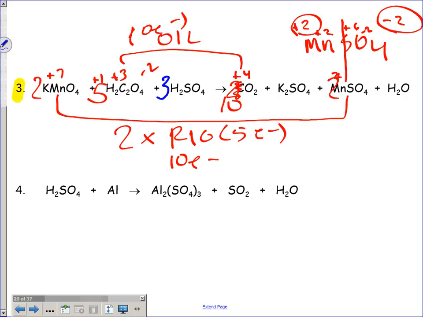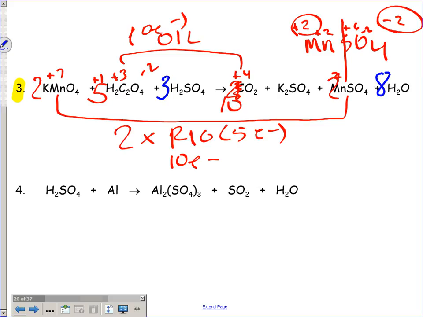How many hydrogens total in the reactants? So 5 times 2 is 10, plus 6 is 16, right? 16, so for the only hydrogen that's over here, what do I need? 8. It's only on this side of the board. Okay, so I got 16 hydrogens.